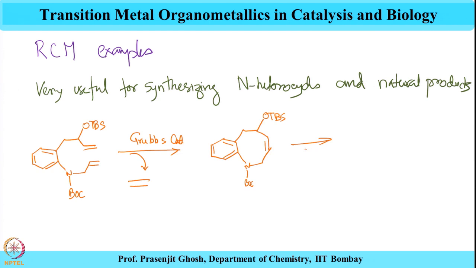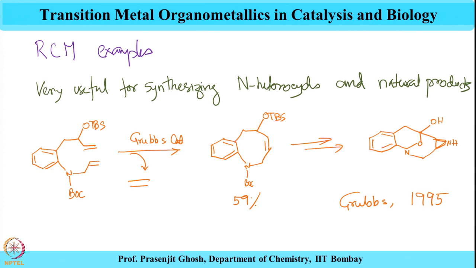And that was prepared in 59% yield, and that can be used for synthesizing this complex natural product, as is shown over here. And this was reported by Grubbs in 1995.